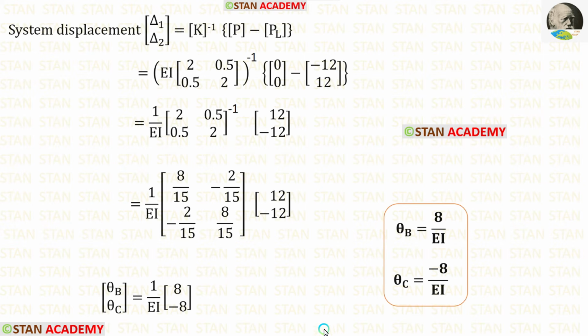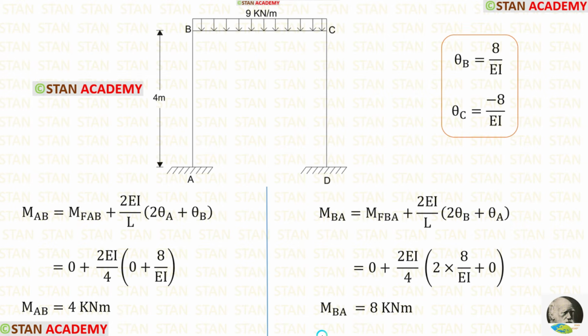Now let us make the slope deflection equations and apply the values of theta B and theta C and get the final moments. First, let us make the slope deflection equations in the column AB. In the equations, let us apply the fixed end moments which are 0. Let us apply length of AB 4. In the point A, there is a fixed support. In the fixed support, there will be no slope. So theta A is 0. After applying the value of theta B, we are getting MAB and MBA.